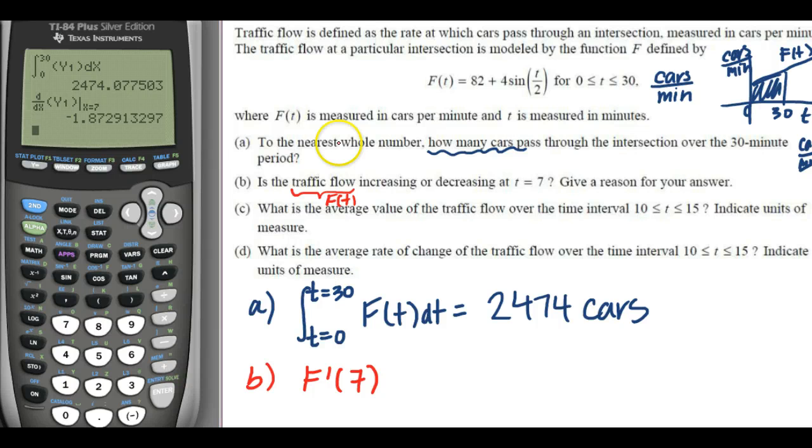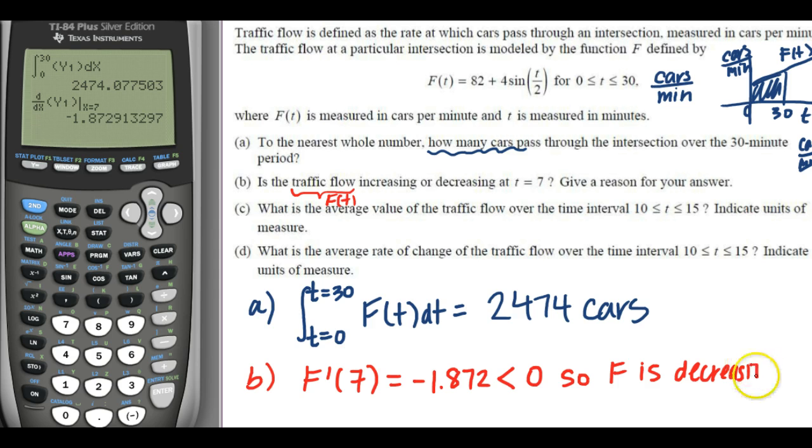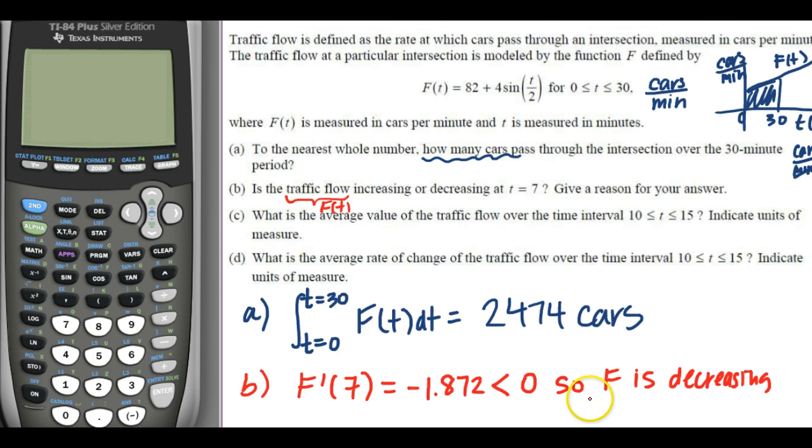So we can say f prime of 7 equals negative 1.872, which is less than 0. So there is my reason. So f is decreasing. Or we could replace f with traffic flow, as that is what the function f represented, and that was the way that the problem was worded. So we'd probably want to put, so the traffic flow is decreasing.